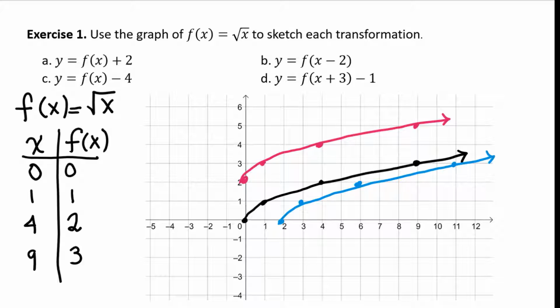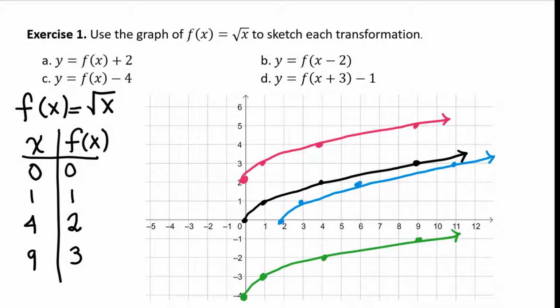Let's do part C, y equals f of x, and that entire function minus 4. That tells us we have yet another vertical shift, but now it is down 4 units. So each point that we plotted, let's just go down 4: 1, 2, 3, 4, for each point. Connect the points. And we have the square root function shifted down 4 units.